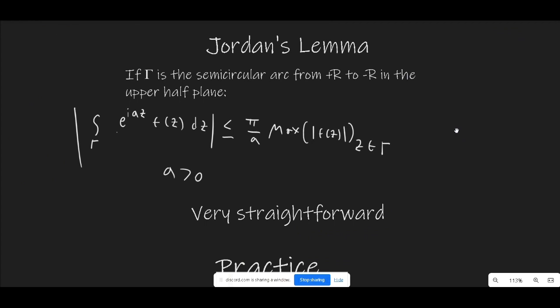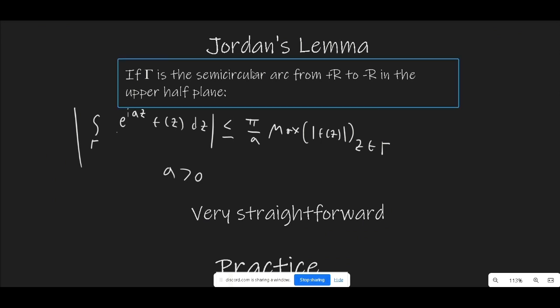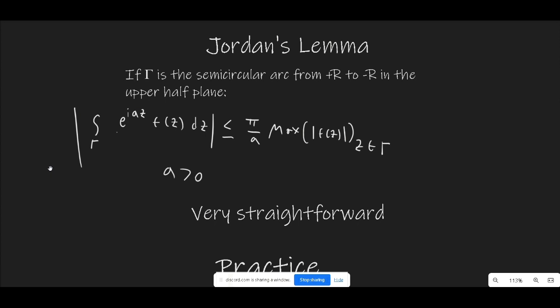Alright, so our next topic here is Jordan's lemma, and this is basically just a sort of truncated, more simple version of the estimation lemma for specific functions. So if gamma is the semicircular arc from plus r to minus r in the upper half plane, now note that this actually doesn't depend on the value of r. So this can be used if you have a smaller semicircle that isn't infinitely large, also to bound your integral.